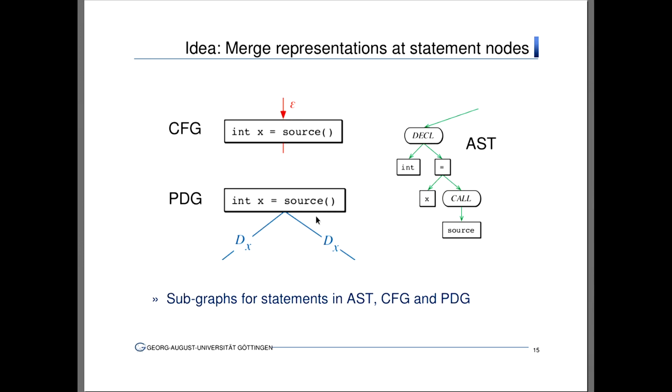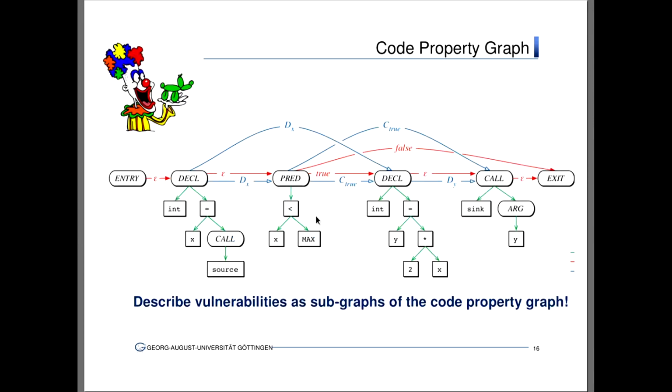So why not try to join these data structures at statement nodes? And that's what we did. So this is what we call the code property graph. And what you see here is parts of the AST, which are still there, right? So those little trees. But you can also get from one of these statement subtrees of the AST to another statement via data flow links or control flow links, right? And now the idea is maybe we can describe vulnerabilities as walks in this graph.